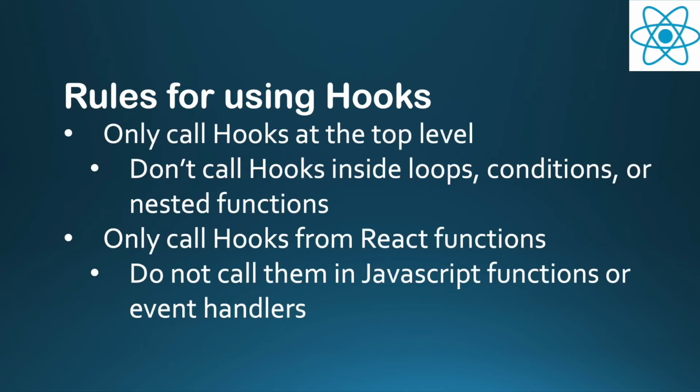There are some rules for using hooks which are very important, and we should always take care of them. So what are these rules? First rule is only call hooks at the top level. So do not call hooks inside loops, conditions, or nested functions. So what does this mean? What does call hook mean? Calling that use state or that use effect. So that should only be done at the top level.